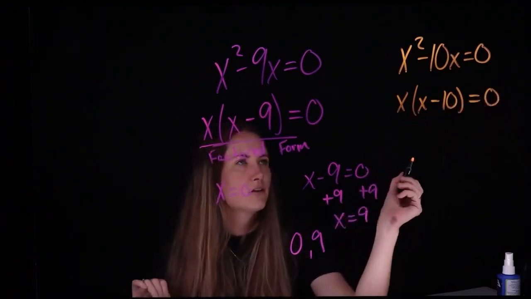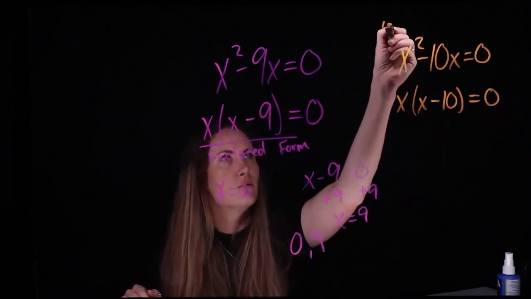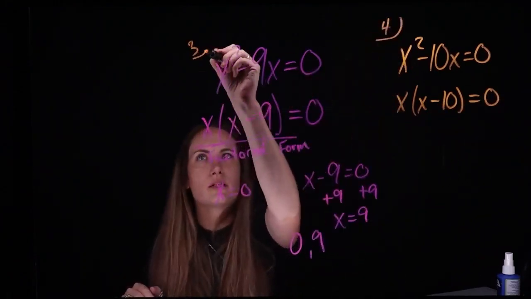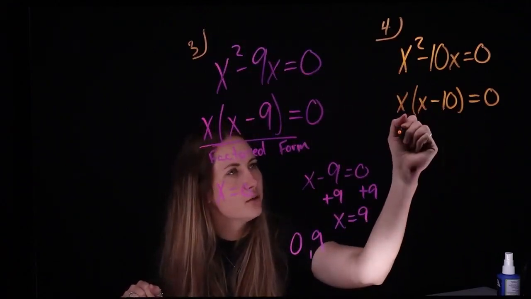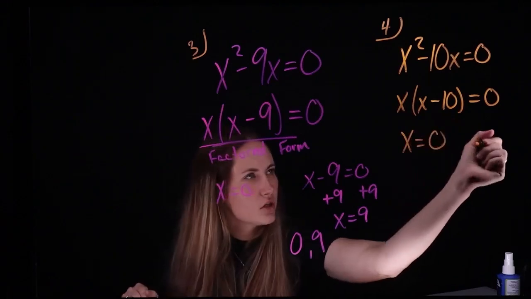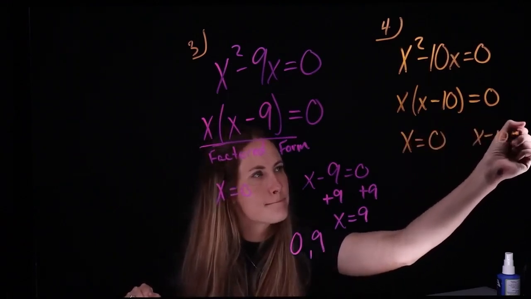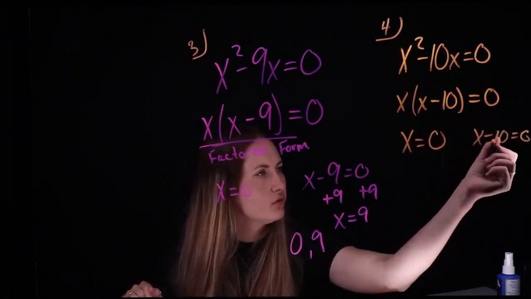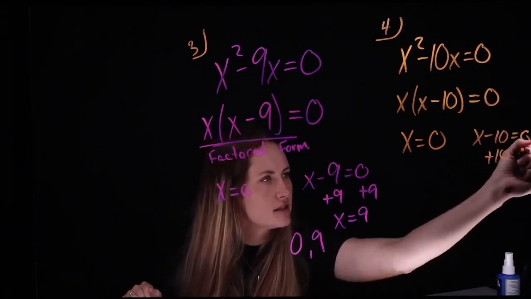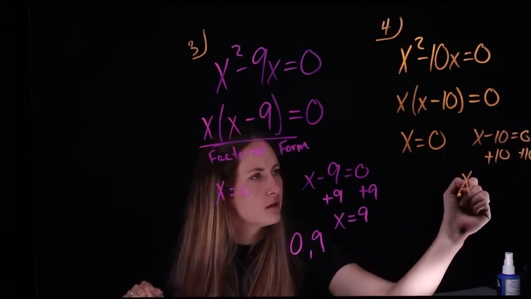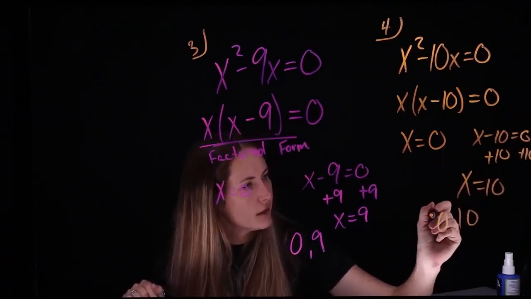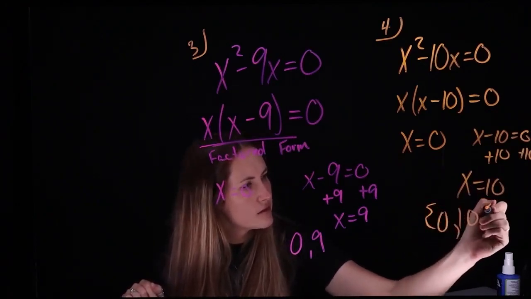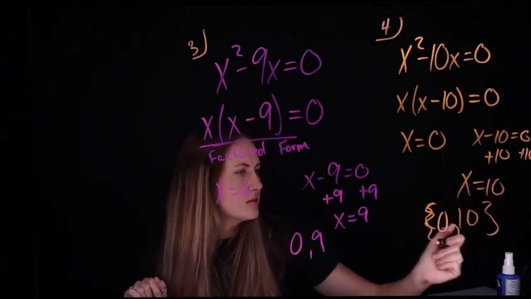They do not want the factored form on this problem, so this is 4. And this one is 3 currently. So you take both of these and set them equal to 0 because they just want the solution here. And that's one of them here. Opposite of subtraction is addition. So your solution set here would be 0 and 10 in the braces. I can't draw braces.